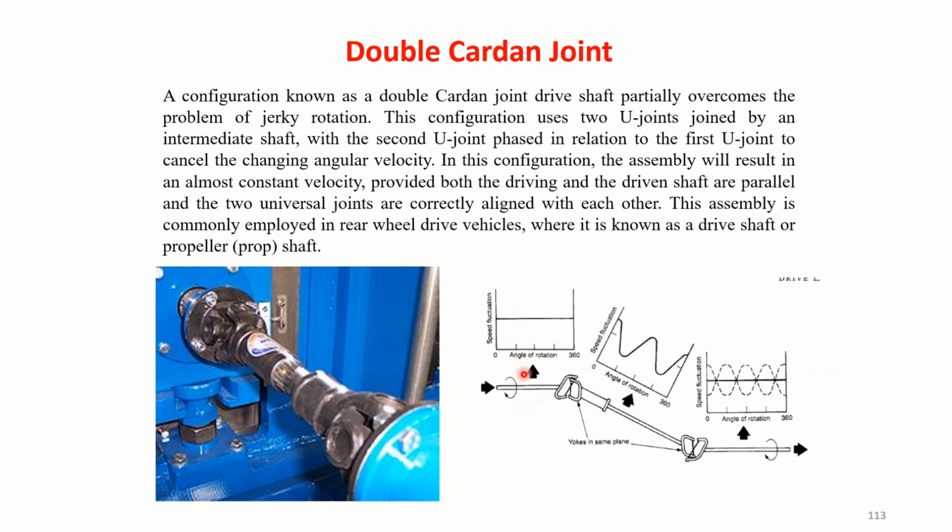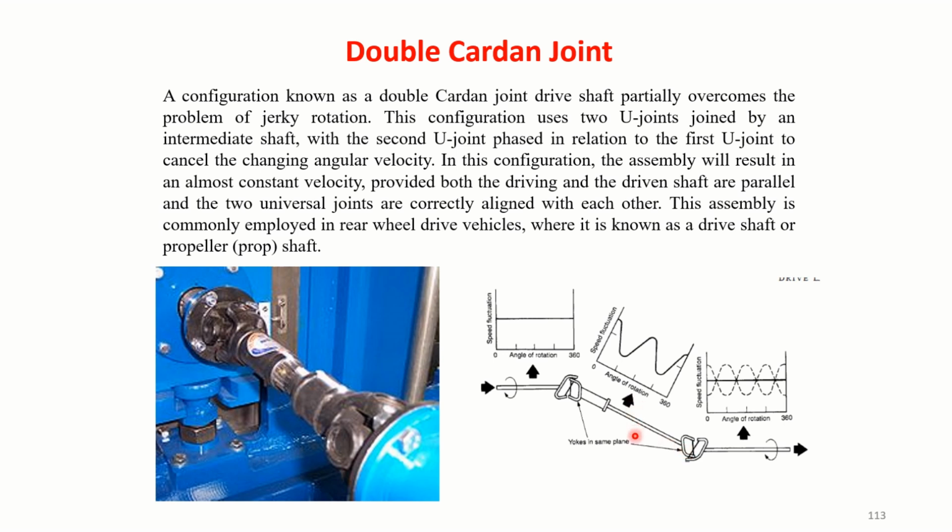So this is running with a constant velocity, and now we'll get this kind of a thing. That's why at the end, you put one more universal joint. If you put one more universal joint out of phase, then that will also create a jerk. And these two cancel each other. So that is the advantage of using a double Cardan joint, two universal joints.